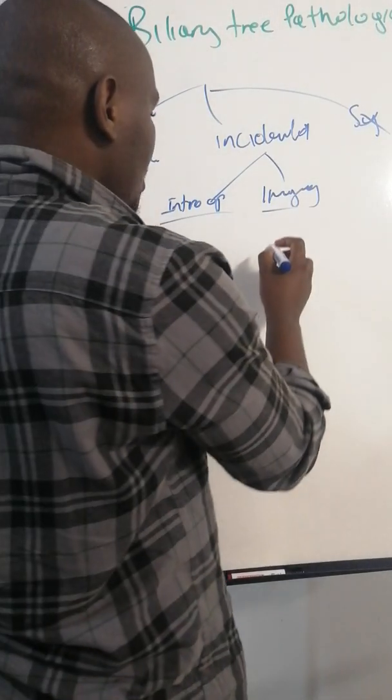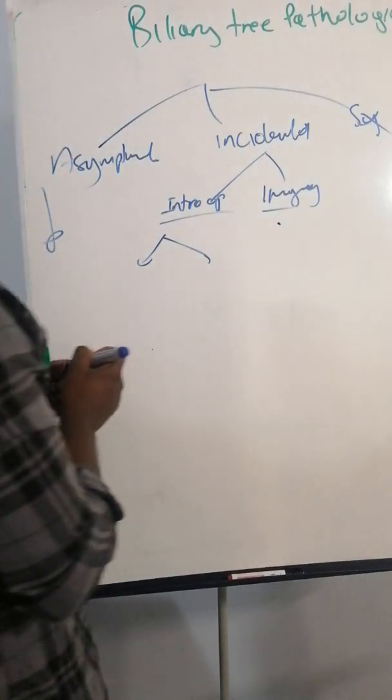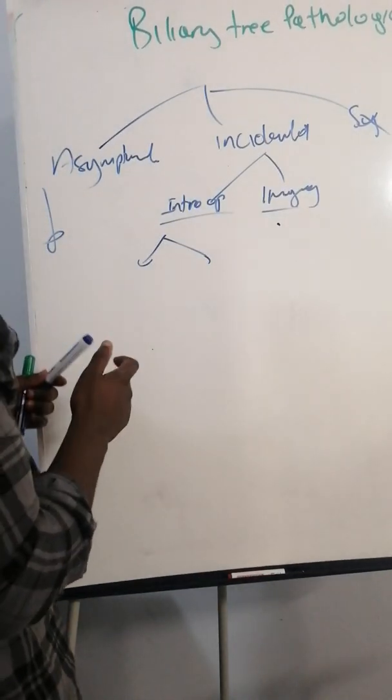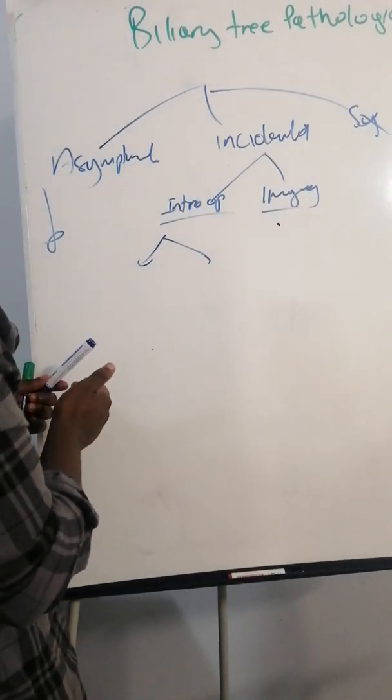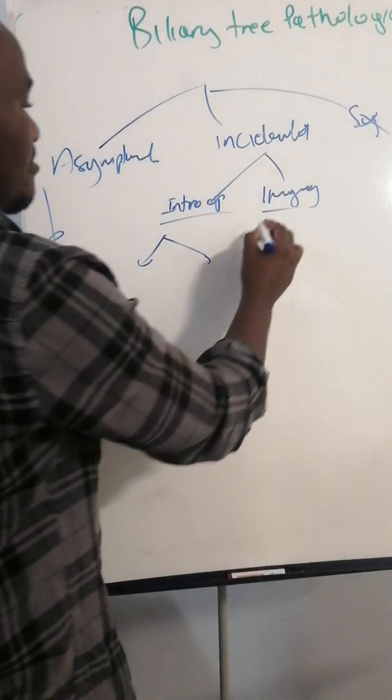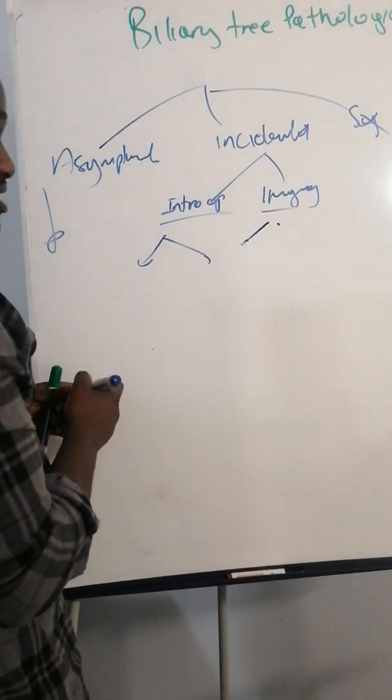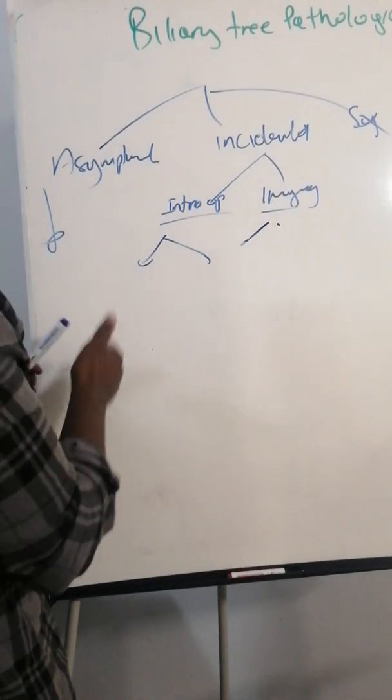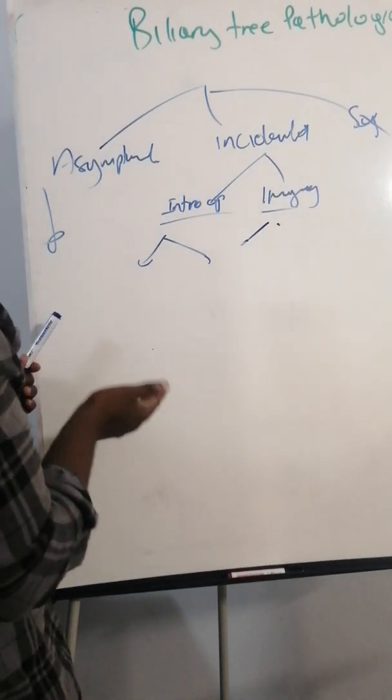Okay, coming to imaging. You were looking for something else, but then the sonographer tells you that there are gallstones in the gallbladder as well. So this one would depend. You will go and talk to your patient and say, okay, this is the finding. What do you think we should do?